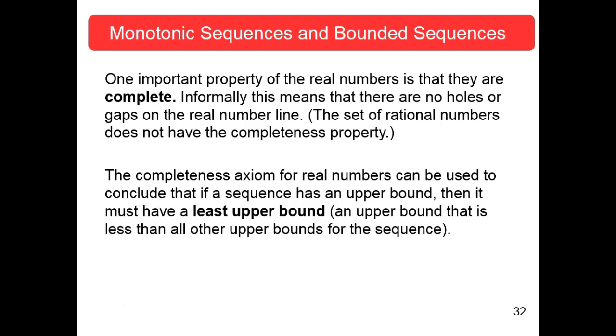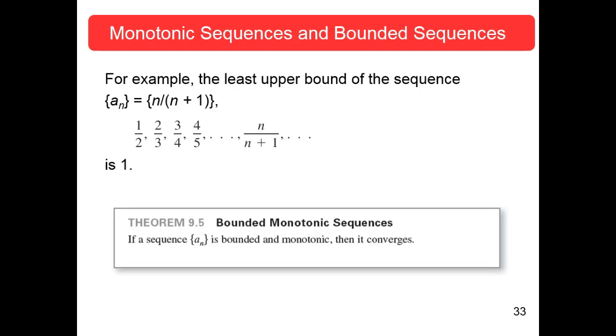The completeness axiom for real numbers can be used to conclude that if a sequence has an upper bound, then it must have a least upper bound. That means an upper bound that is less than all the other upper bounds for that sequence. For example, consider the sequence n over n plus 1. If you started plotting those out, it's 1 over 2, 2 over 3, 3 over 4, 4 over 5, 5 over 6, 6 over 7, 7 over 8. The least upper bound has got to be 1. Every one of those numbers is getting closer to 1. No matter how far you go, you're never going to reach 1. Certainly 2 is an upper bound, and 1.1 is an upper bound, but 1 is the least upper bound.